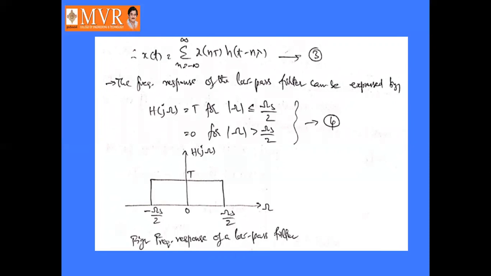So the frequency response of the low pass filter can be expressed by H(jω) is equal to T for mod ω less than or equal to ωs by 2 and is 0 for mod ω greater than ωs by 2. That is equation number 4. So the frequency response of the low pass filter is as shown like this. So H(jω) versus ω. Its amplitude is T. Okay, it is varying from minus ωs by 2 to ωs by 2. Its value is T for mod ω less than or equal to ωs by 2 and is 0 for mod ω greater than ωs by 2. This is the frequency response of the low pass filter.